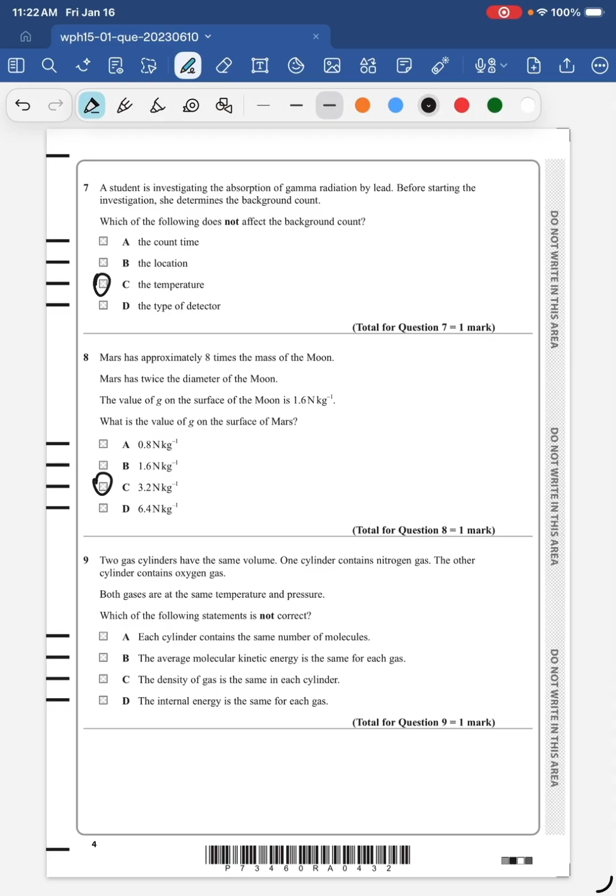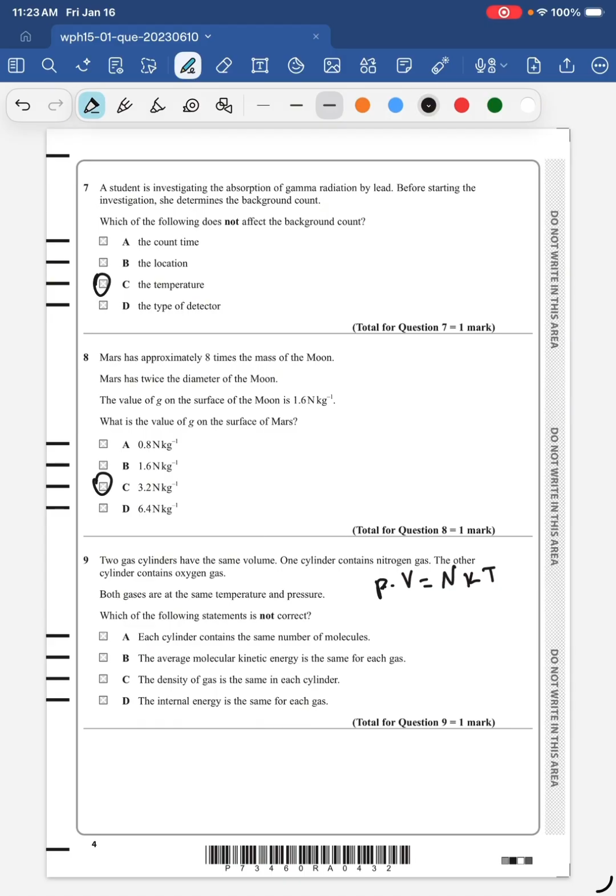Two gas cylinders have the same volume. This is question 9. One cylinder contains nitrogen gas, the other cylinder contains oxygen gas. Both gases are at the same temperature and pressure. Which of the following statements is not correct? Okay, let's write the ideal gas equation. So PV is NkT.